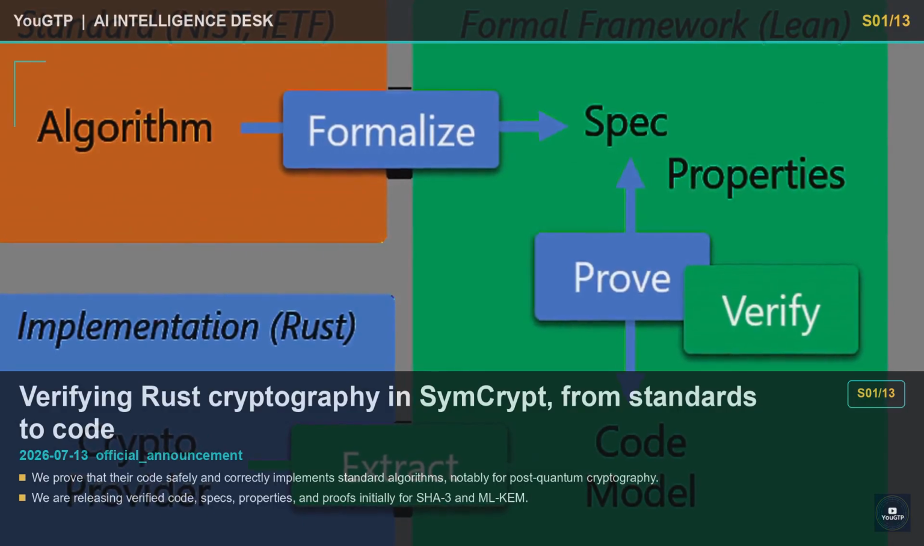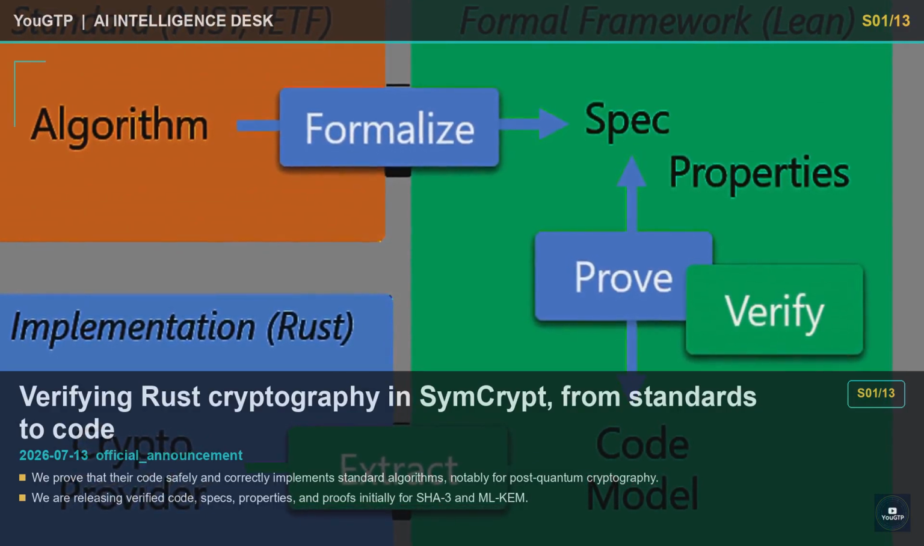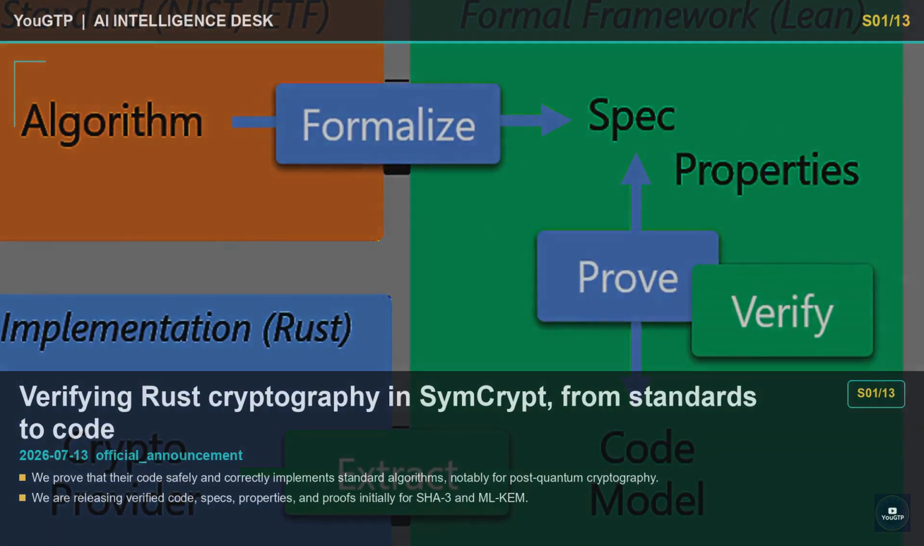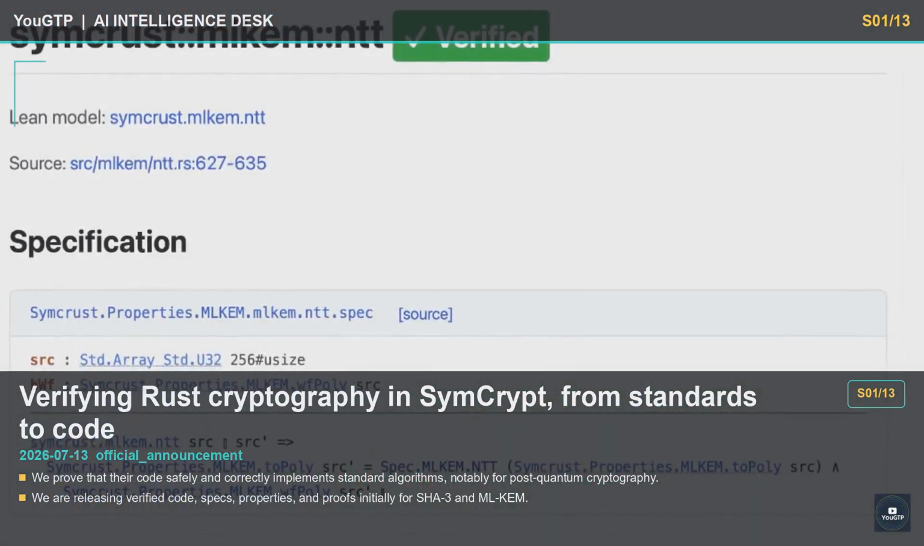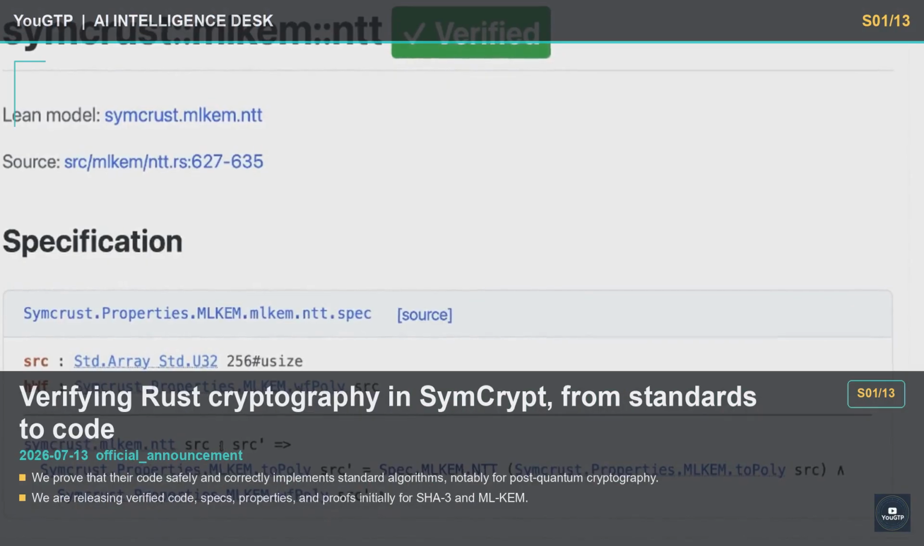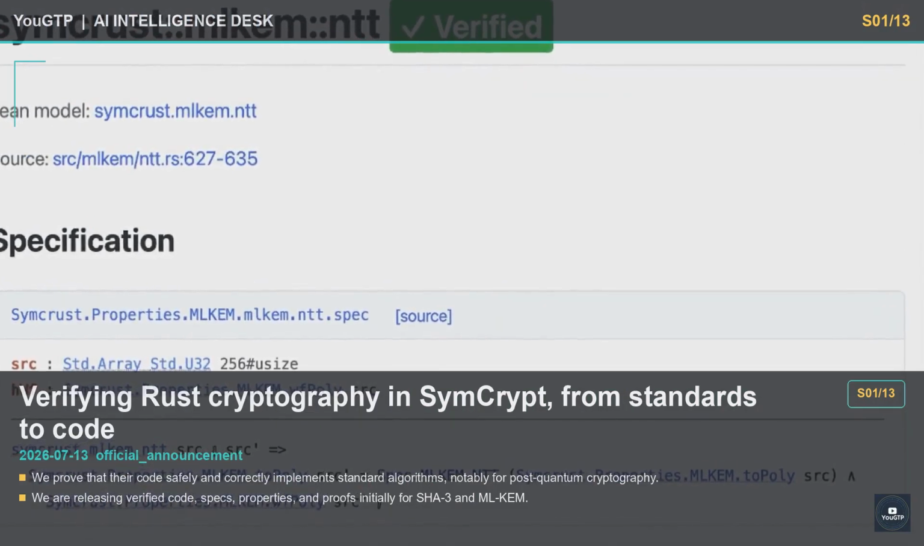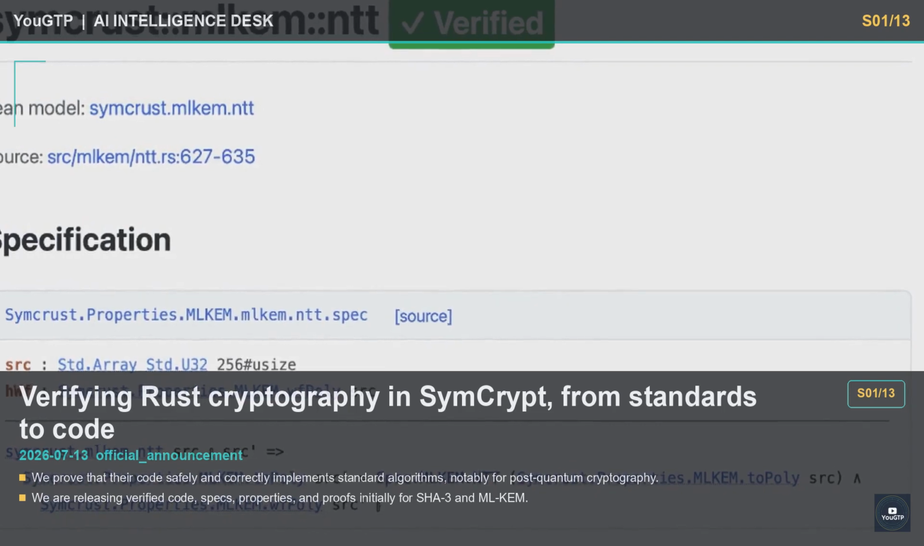They've already put this into practice. Microsoft has open-sourced a SymCrypt branch containing the specifications and proofs for SHA-3 and MLKEM. These aren't just lab experiments. Microsoft states this code is being used in Windows Insider builds today.